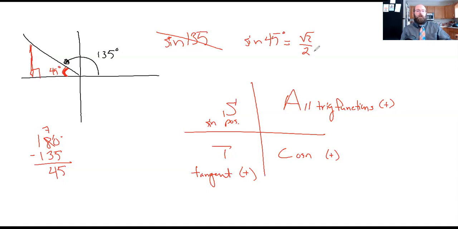But now I need to determine, is it positive or is it negative? That's going to come from which quadrant I'm in. So I'm in the second quadrant. This goes 1, 2, 3, and 4. So I'm in the second quadrant, all students. So sine is positive. So I got to throw a little plus there.